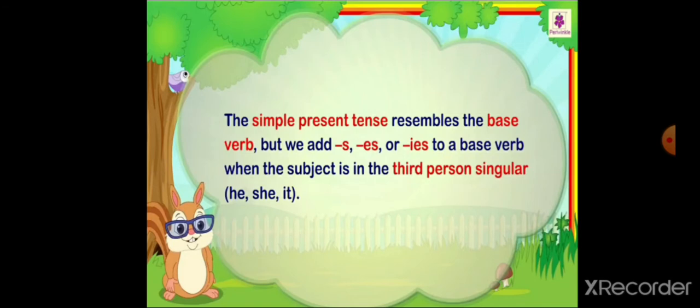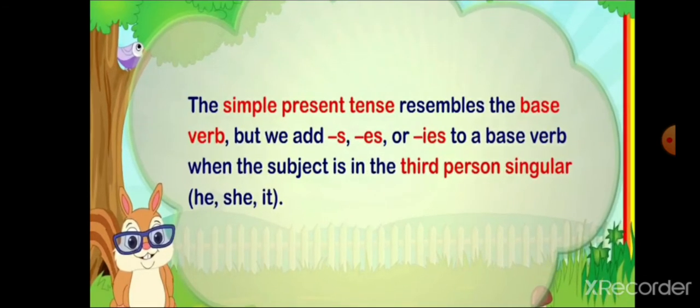The simple present tense resembles the base verb, but we add s, es or ies to a base verb when the subject is in the third person singular: he, she, it. Means students, whenever we write simple present tense, we have to use the base form, but we have to add s, es, ies when we talk about the third person singular: he, she or it.